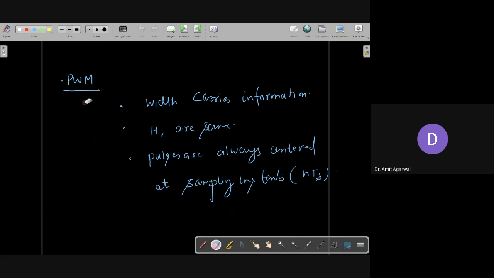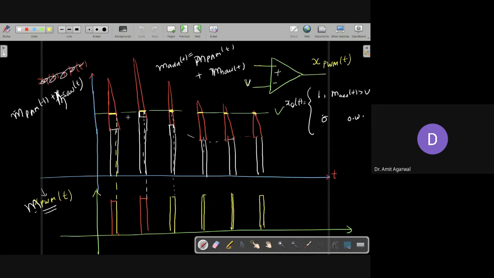So in pulse width modulation, the width of your pulses carries information. The height of the pulses is the same. Height is the same, and pulses are always centered at the sampling instant nTs. So we can say that they are centered like this.